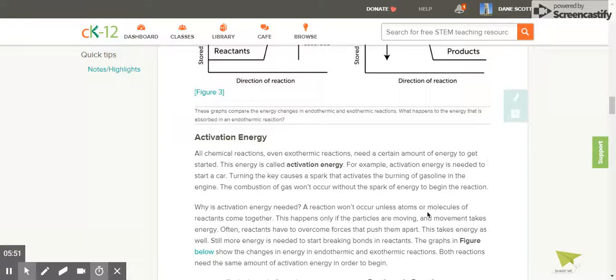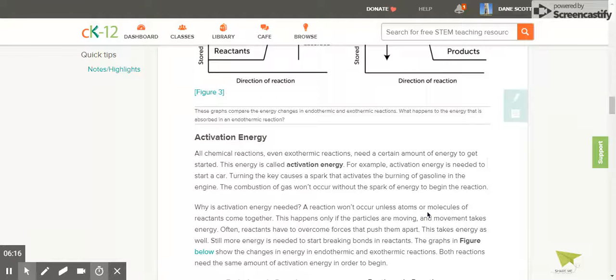For example, activation energy is needed to start a car. Turning the key causes a spark that activates the burning of gasoline in the engine. The combustion of gas won't occur without the spark of energy to begin the reaction. Also, imagine starting a lighter. You push the button, you have to give those first initial sparks to provide the energy to get the reaction going. Why is activation energy needed?